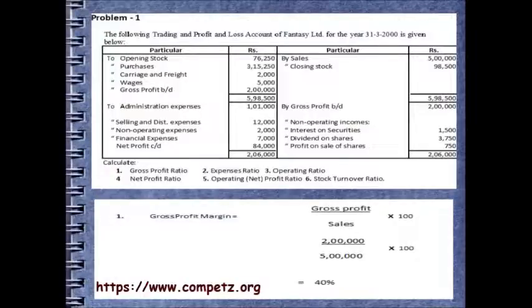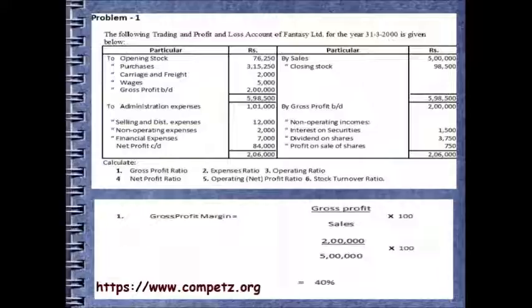So friends, for the solution, we will start with the first ratio to calculate, which is gross profit margin or gross profit ratio. Remember, where profit is there, naturally in the formula sales would be there. So how are we getting the profit? By selling a product or by selling anything, we are getting a profit. First we will get the break even, then we will get the profit. So for gross profit margin, the formula is gross profit divided by sales multiplied by 100.